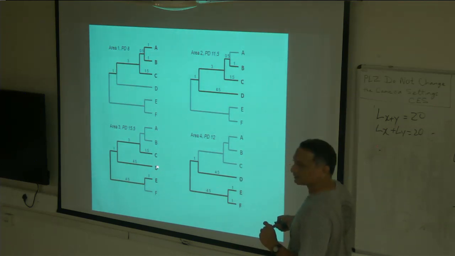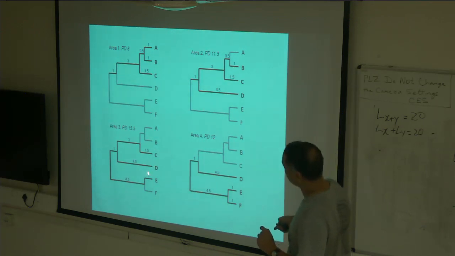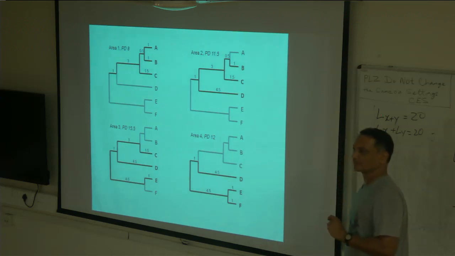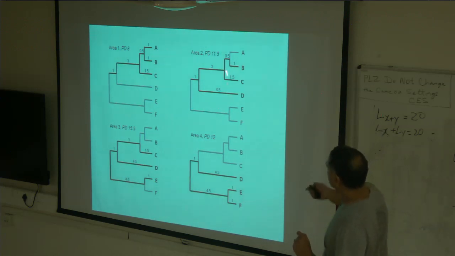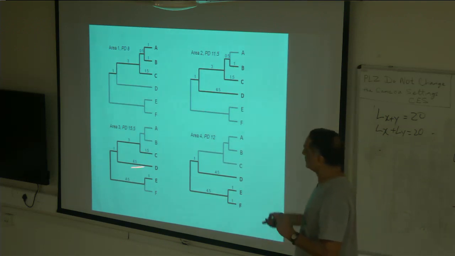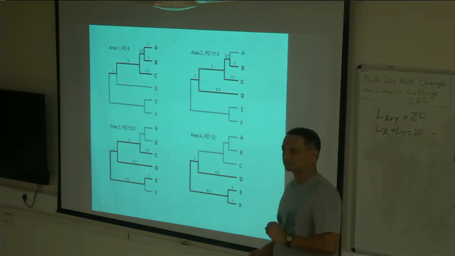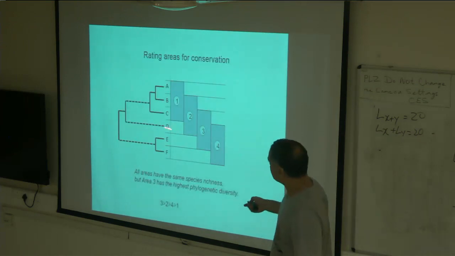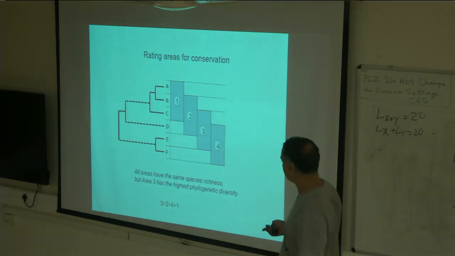This is area 3, distantly related species. So the sum of branch length here is very high, right? And these other areas have lower PD. So this has the highest PD, okay? Yeah, so that area 3 has the highest PD.